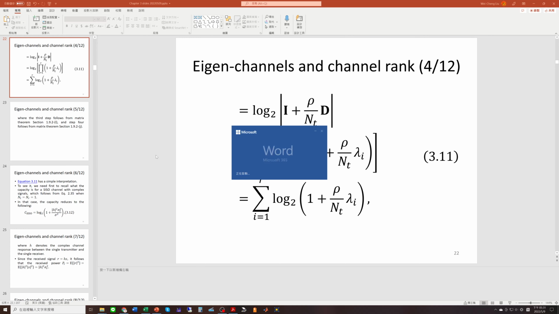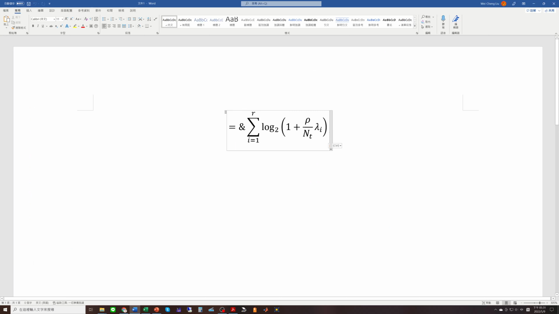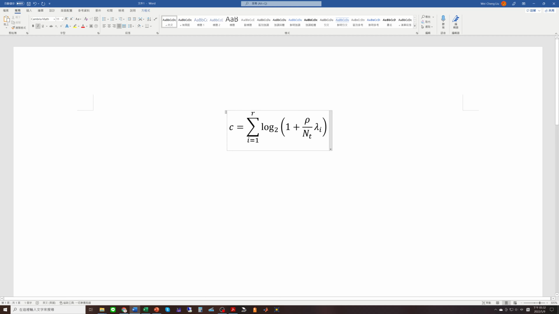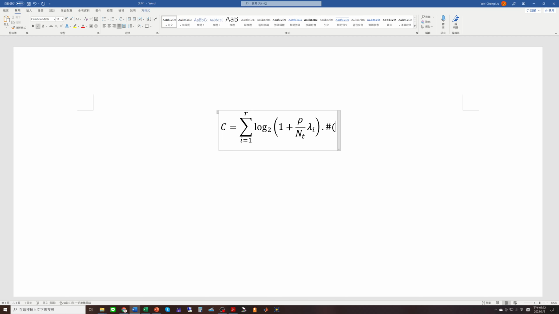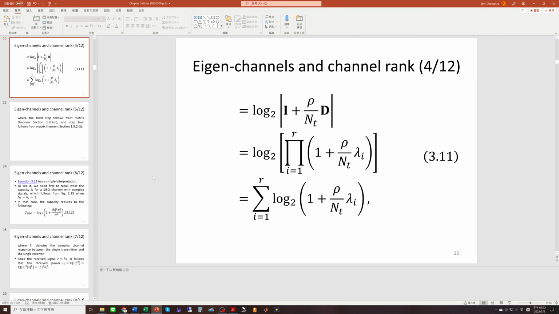Again, because I do not have a blackboard, let me use Microsoft Word instead. So the capacity is equal to this equation. This is equation 3.11. Next, let us go back to the slides.